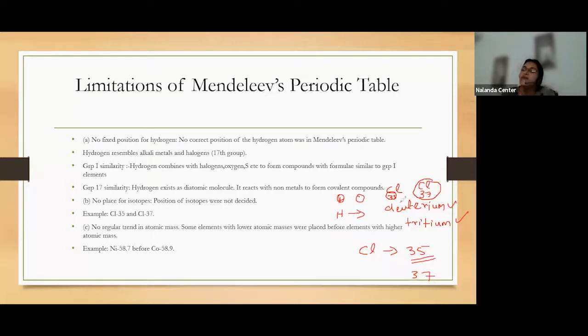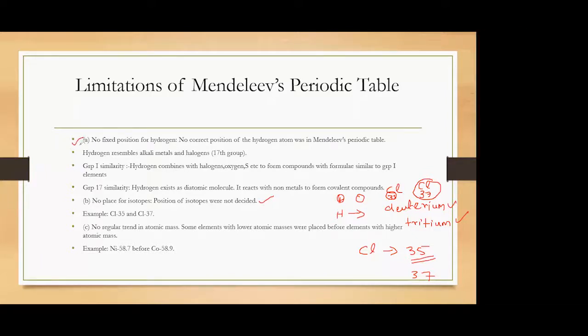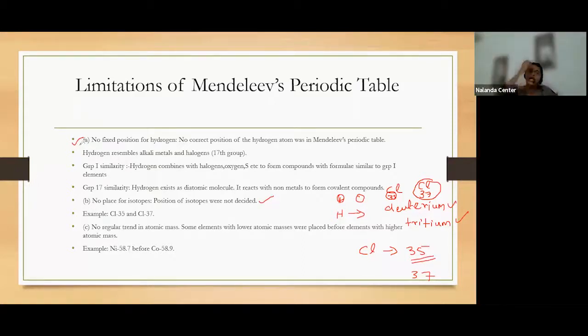So they should be given separate position, no? But then no separate position was given for the isotope. Then isotopes started revolting against Mendeleev's periodic table. So that thing happened. No fixed position was given for hydrogen because hydrogen was behaving like both alkali metals as well as like halogens, okay? Now, the second thing is that there were no separate positions given for the isotopes.